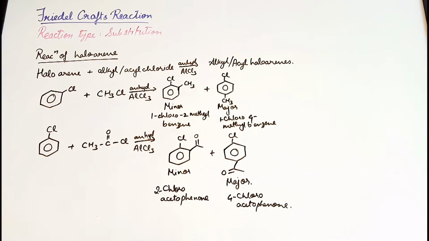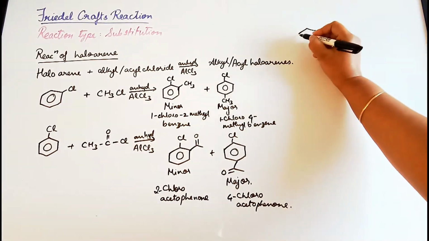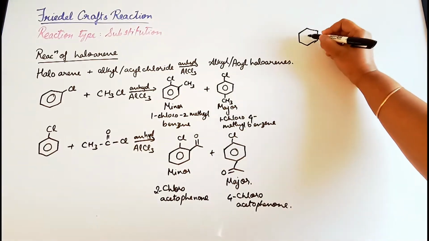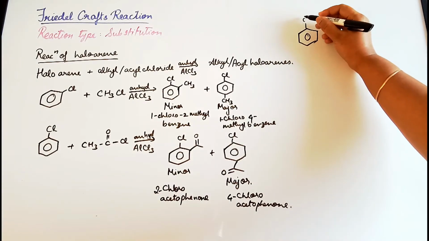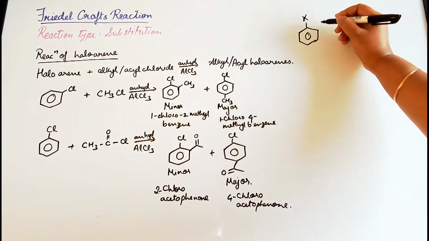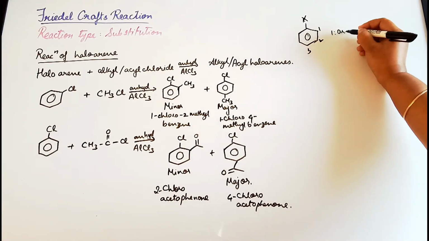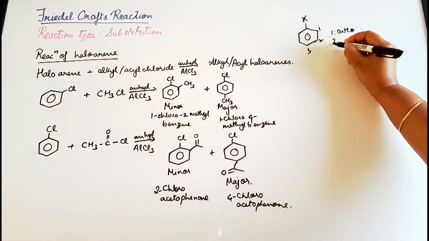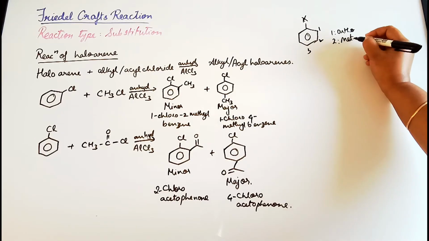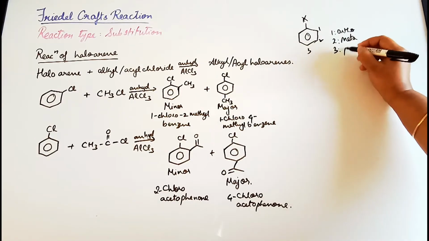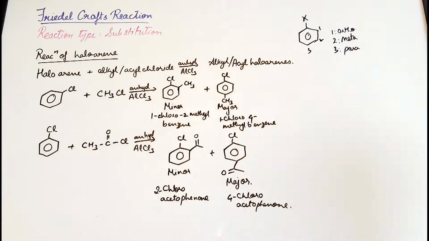In case you are not clear about this, suppose you have a substituent X, and positions 1, 2 and 3. 1 is ortho, 2 is meta and 3 is para, just in case. So that is about reaction of haloarenes.